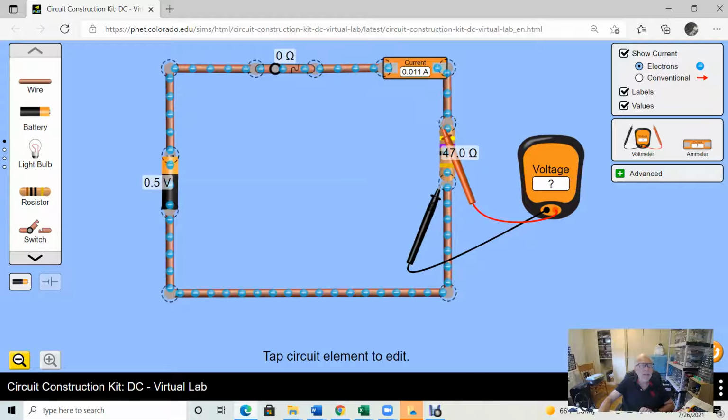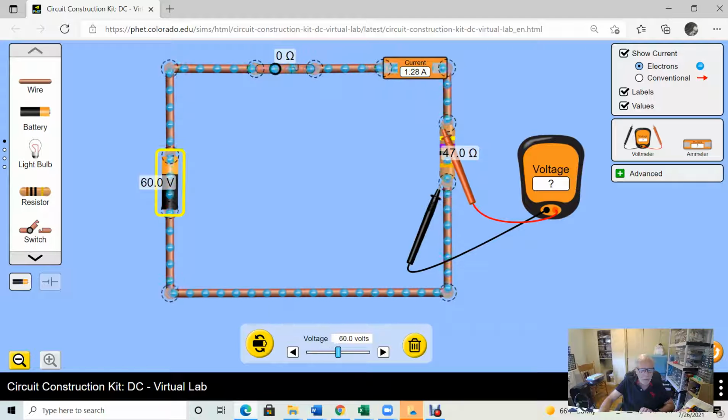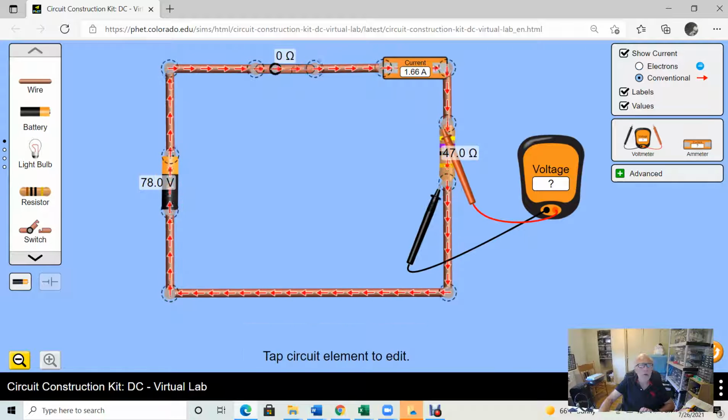Right now, we cannot see the electrons moving because the voltage is too low. But if I increase the voltage, I'm going to show you an animation. Here you go. Now you see it. See that? The voltage is so low at 0.5 volts that we barely see the charges moving. Okay, now let's put the conventional. I'm going to show you the conventional. See that? Here you go.